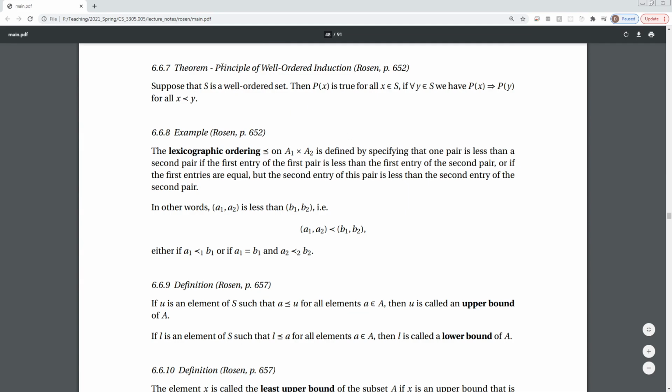Now we have a theorem on that, the principle of well ordered induction. Suppose that S is a well ordered set. Then the proposition P(x) is true for all elements of S if, for every element y in S, P(x) implies P(y) for all x related to y, or all x less than y, or all x which precede y.